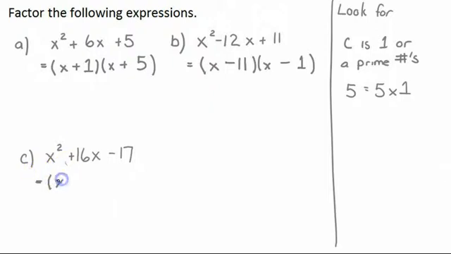So again, right away I go x and x. And then again, 17 is a prime number, so it has to be 17 and 1. And I see that my product is negative, so that means one of the constant values has to be positive and one of the constant values has to be negative. Since my sum is positive, that means the larger of the two values has to be positive and the smaller value is negative, and I'm done.